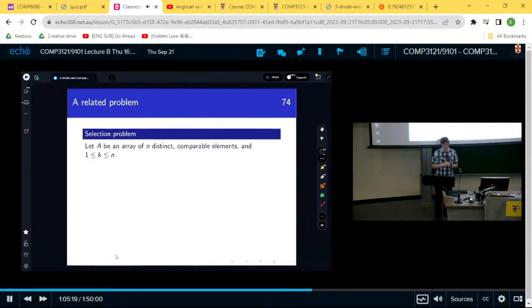So now we are looking at a related problem. We have an array A of n distinct integers, or n elements, and they can be compared to each other. They don't have to be integers, but you can think of integers as a natural case. So k is some number between 1 and n. And this selection problem says, find the k-th smallest entry of A. If we can solve the selection problem, then we can also find the median of our array, right? Because the median is just the selection problem where k is equal to n over 2, rounded up or down.